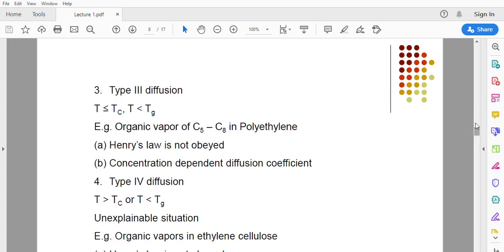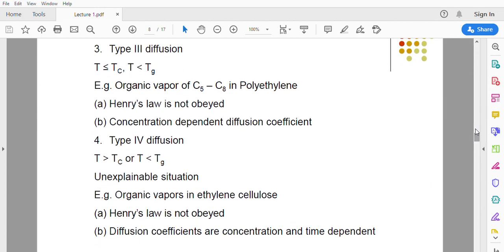Okay, now the fourth point. Suppose you want to separate a gas at the environment condition, when the environment temperature is higher than the critical temperature, meaning the gas is present in the supercritical form, but the environment temperature is lower than the glass transition temperature of the membrane, meaning T is greater than Tc and T is less than Tg. So your membrane is stiff.